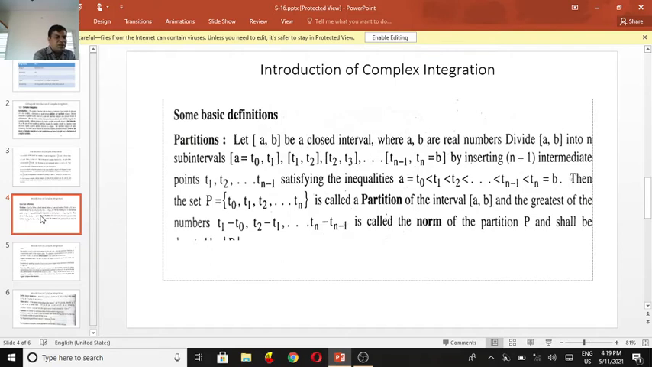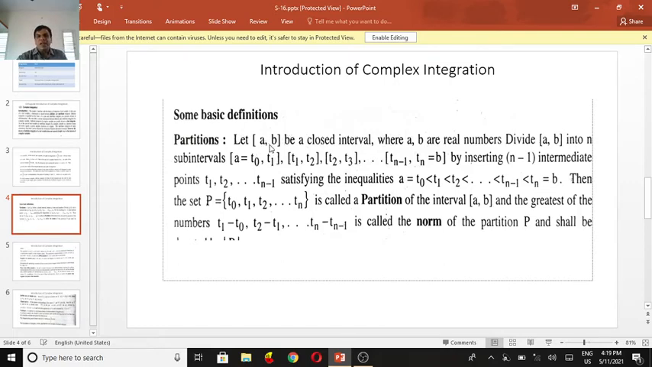Suppose I take A1, A2, A3, etc. So take small intervals A to A1, A1 to A2, A2 to A3, etc. That means dividing into a number of subintervals. I'm giving a definition: some basic definitions. The partition.